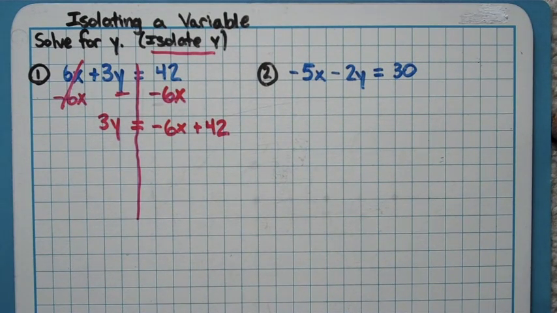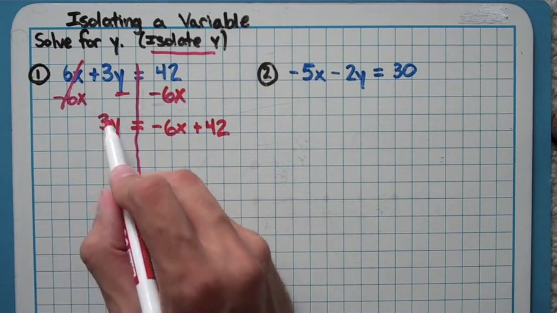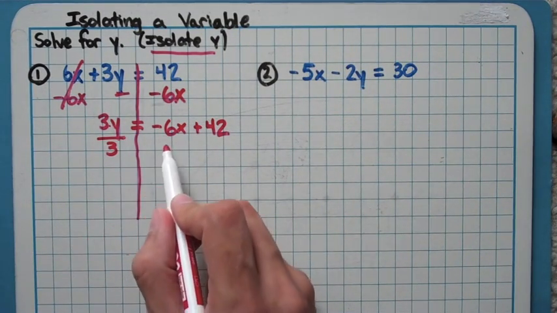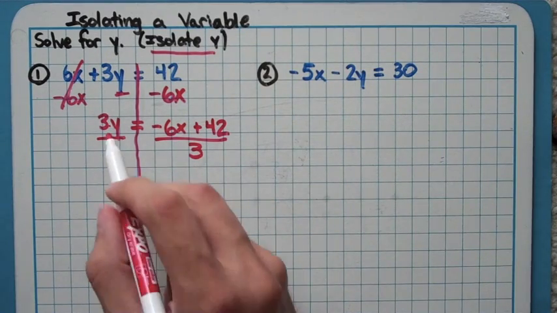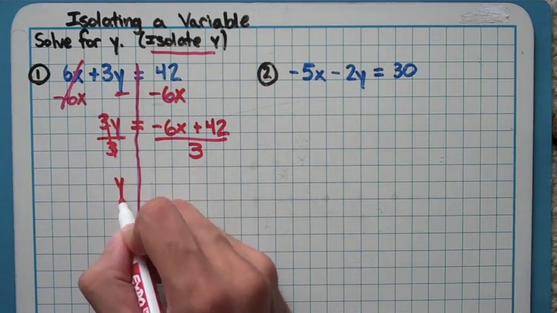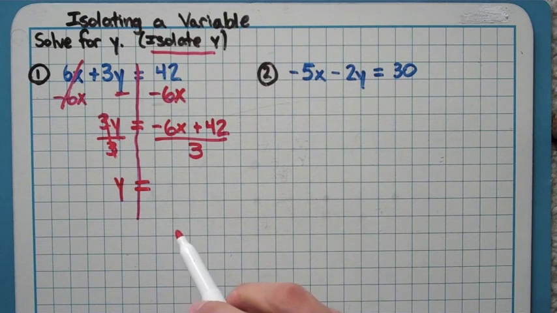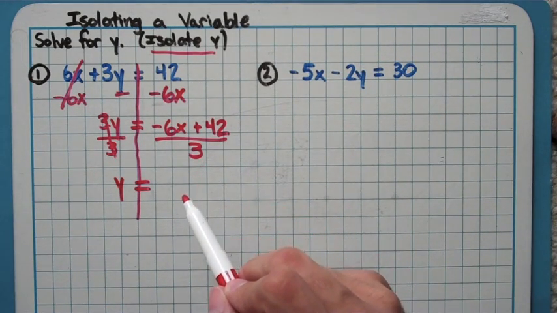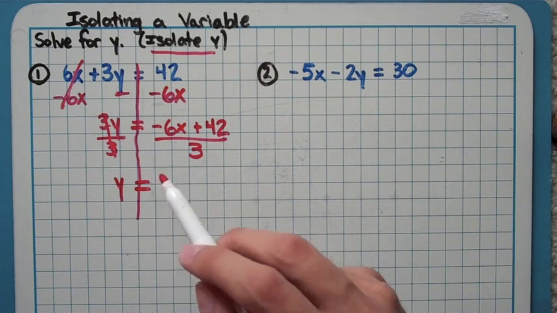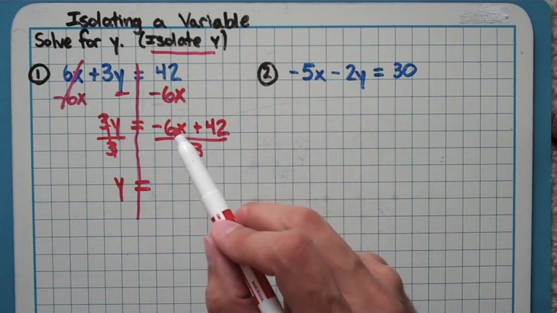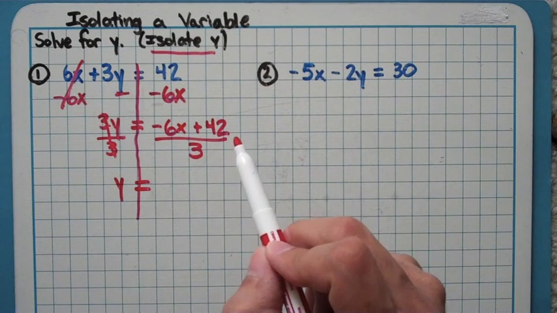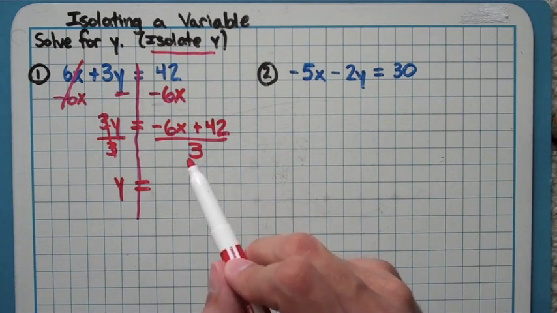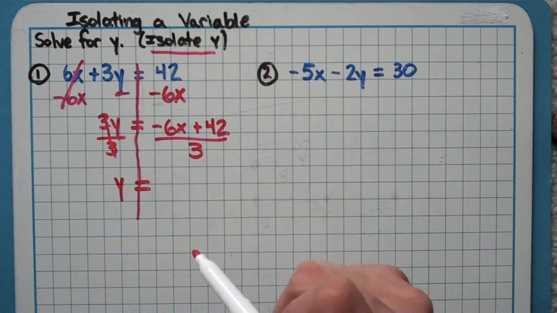Well, we almost have y by itself now. We're almost done. But the thing that's stopping us is this 3 right there, 3 times y. So to get rid of that, I'm going to divide by 3 on both sides. My 3's cancel here. I just get y. And on this side, when you divide a side of an equation by a number, you need to take each term and divide it by that number. So we need to do negative 6x divided by 3. We also need to do positive 42 divided by 3 as well. So both terms have to get divided by 3.